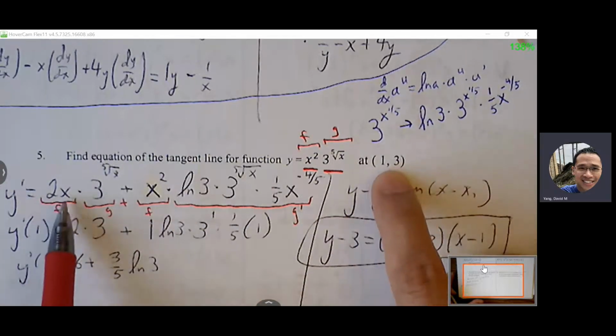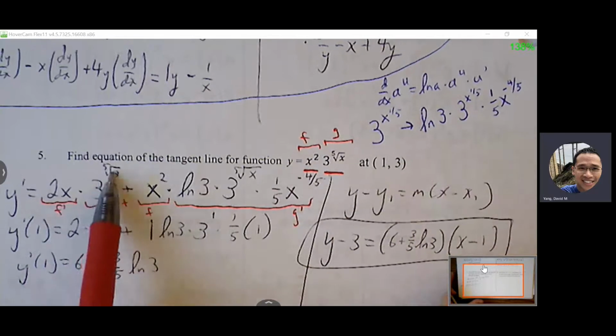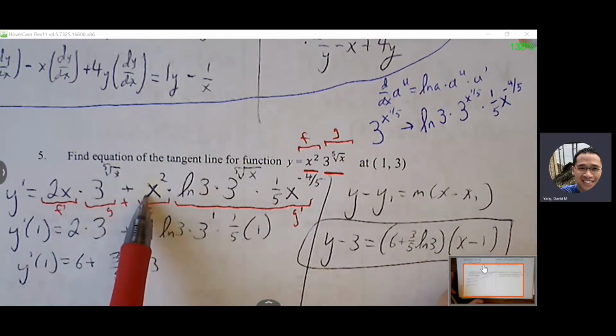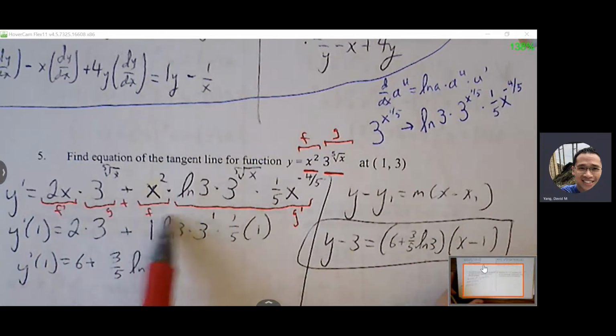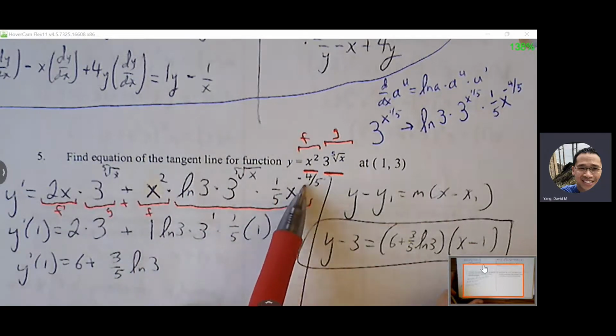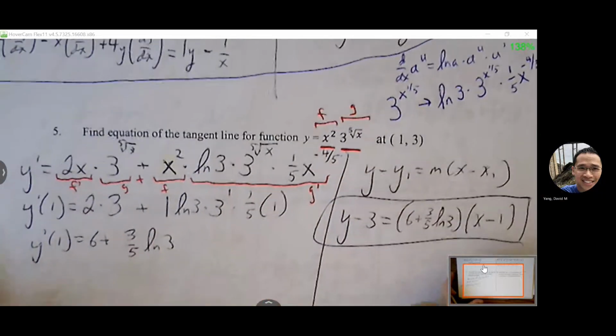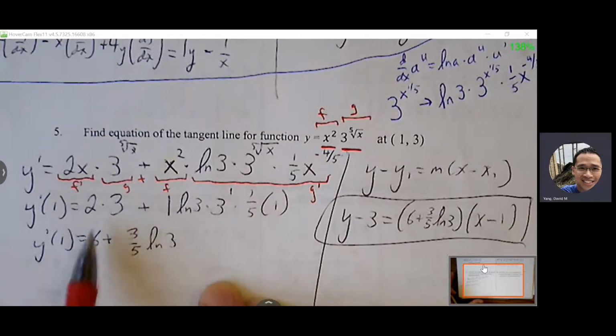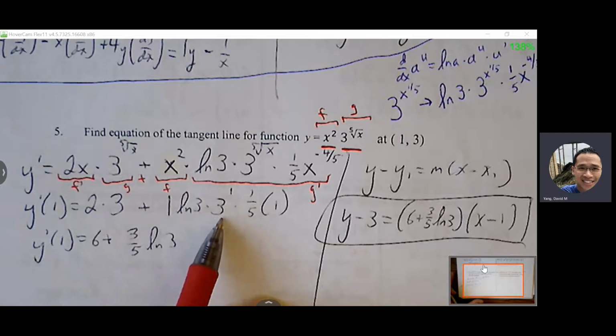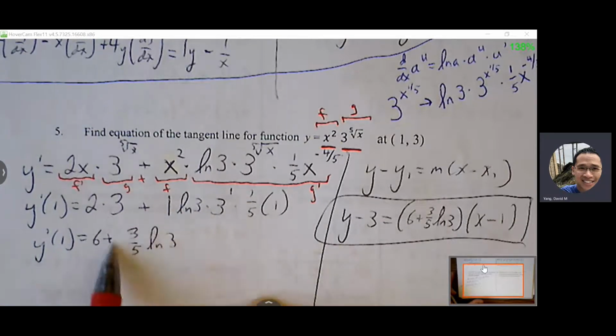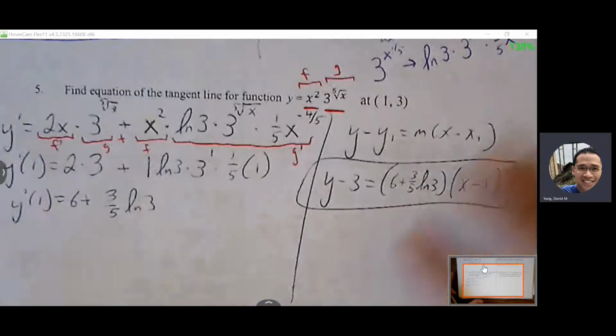So 1 in for x, I get 2 times 1, 3 to the first power, which is 3. 1 squared is 1. Natural log of 3 stays. 3 to the first power is 3. 1/5 times 1 to the negative 4/5 is just going to be 1/5 times 1. And I'm going to clean up as much as I can. 2 times 3 is 6. Natural log of 3 times 3 over 5. Best I can do is just make it 3/5 natural log of 3. So that's my slope.